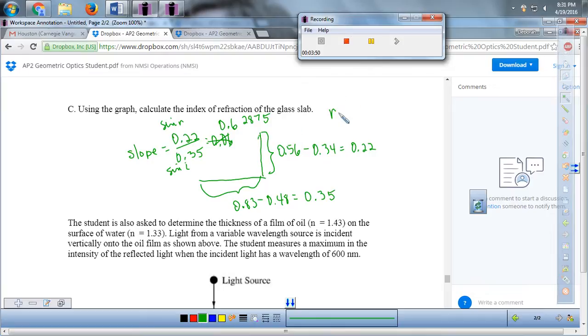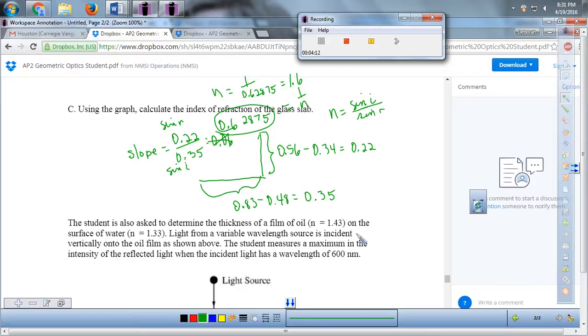Well, I know that the index of refraction is sine I over sine R. So what that tells me is that this value right here is really the same thing as 1 over n. So if I took n and divided 1 by 0.62875, that would give me the index of refraction. And when I did that, I got 1.6.